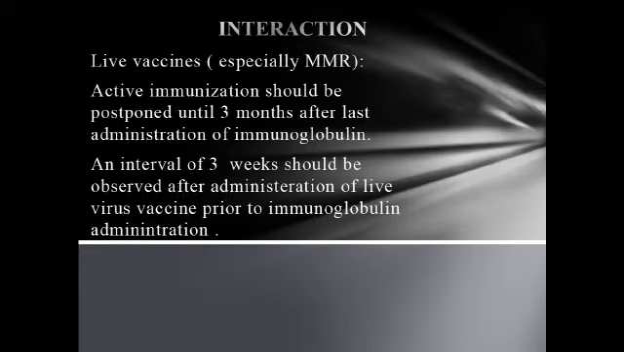What are interactions? Immunoglobulin interacts with live vaccines, especially MMR. Active immunization should be postponed until 3 months after the last administration of immunoglobulin.